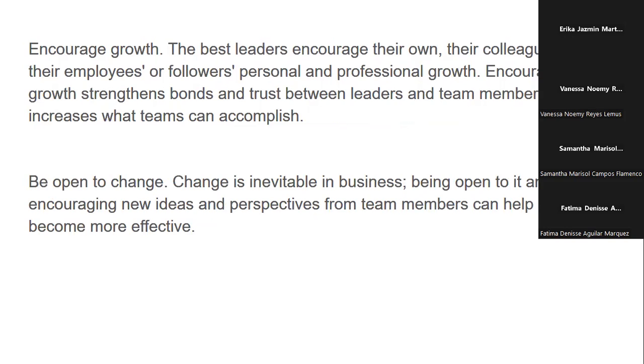Encourage growth. The best leaders encourage their own, their colleagues and their employees or followers, personal and professional growth. Encouraging growth strengthens bonds and trust between leaders and team members and increases what teams can accomplish. Be open to change. Change is inevitable in business. Being open to it and encouraging new ideas and perspectives from team members can help leaders become more effective. Very good. What did you understand on this one?